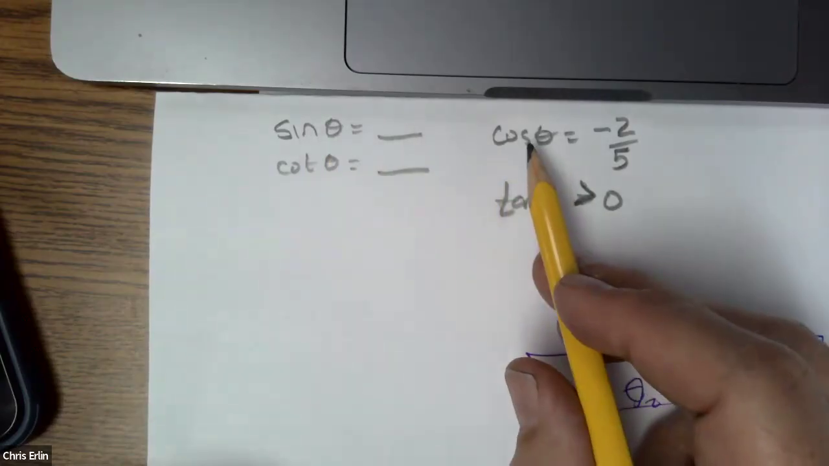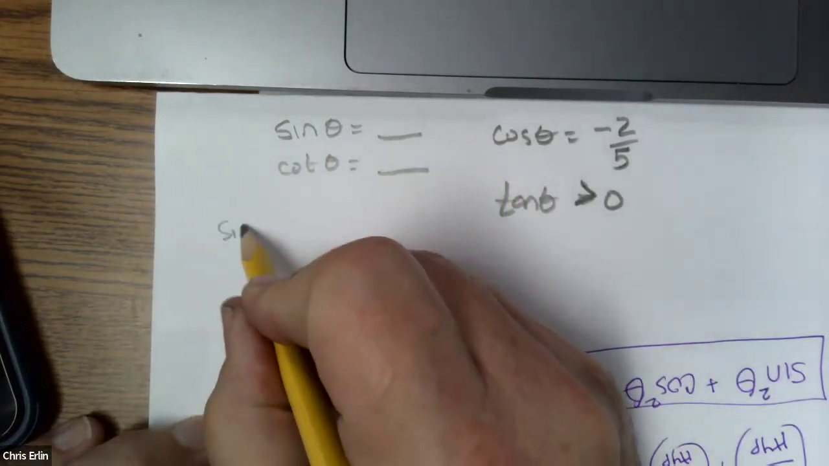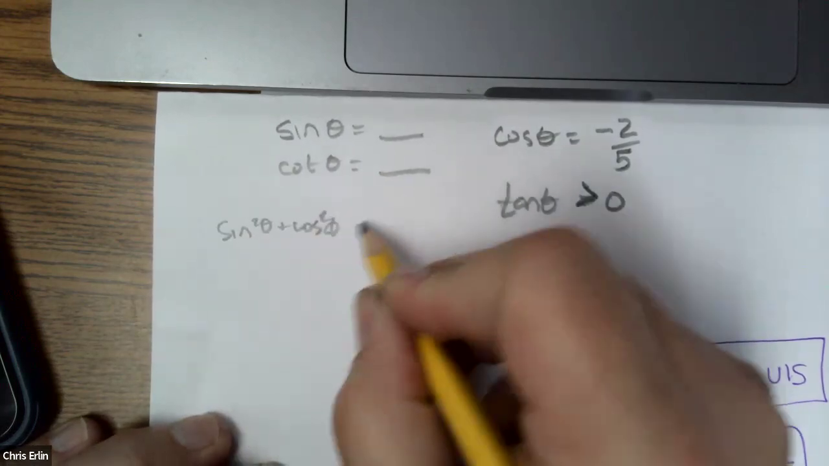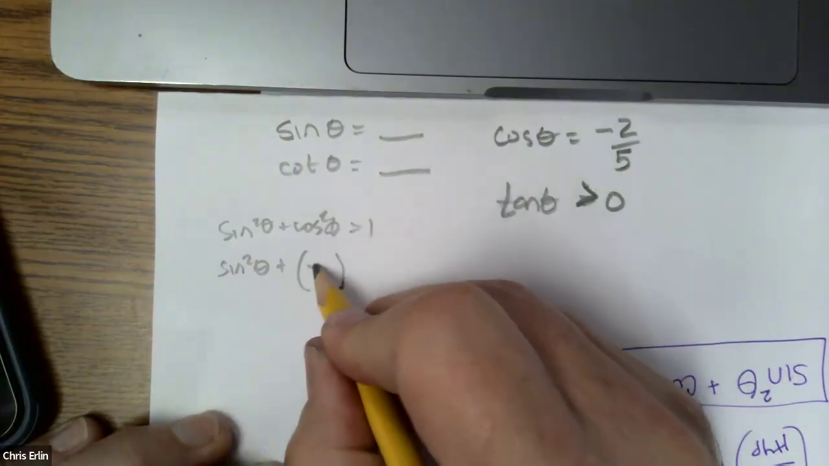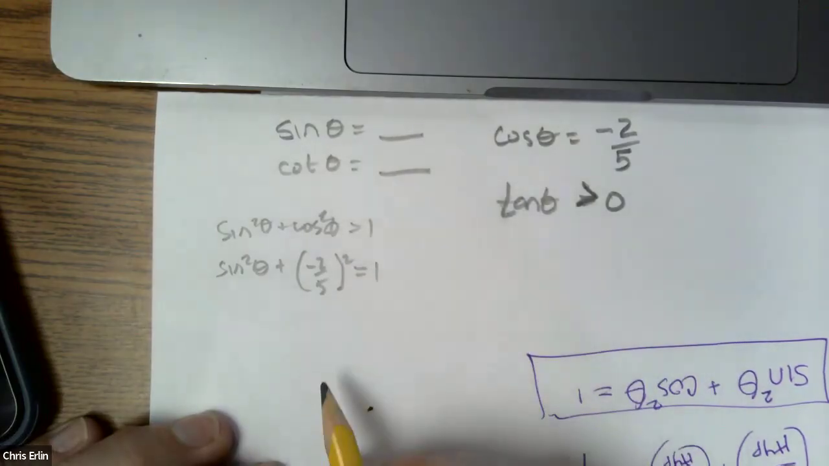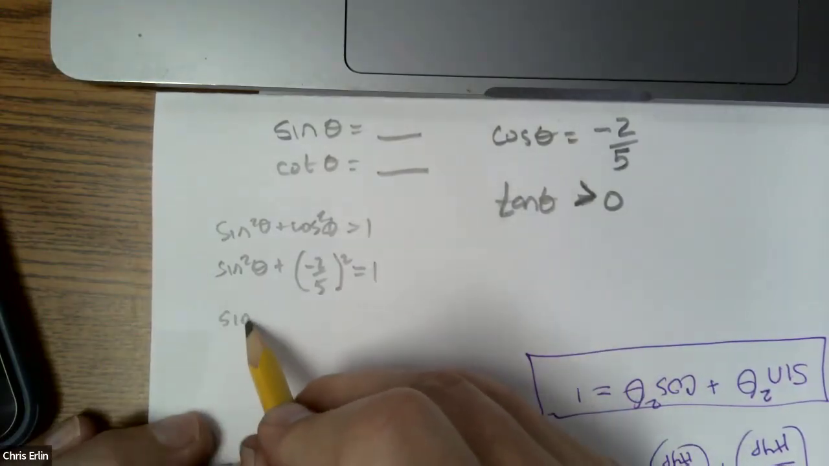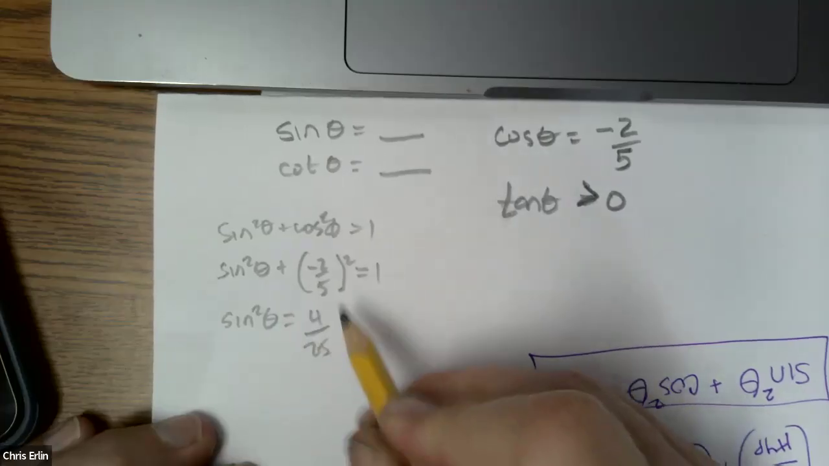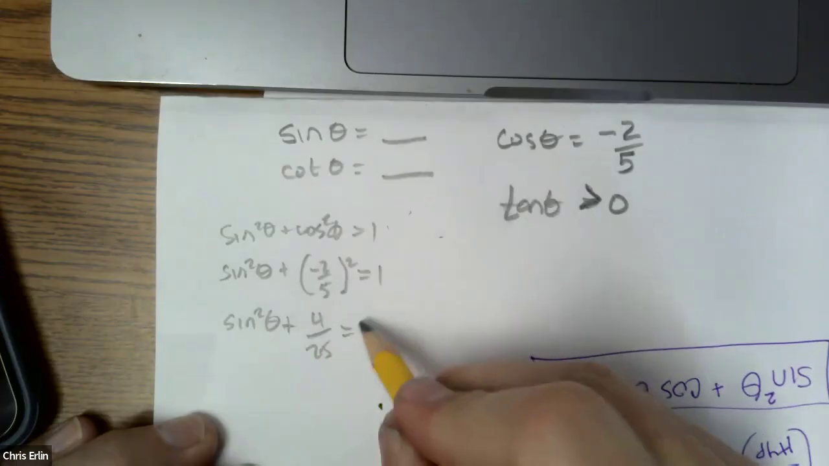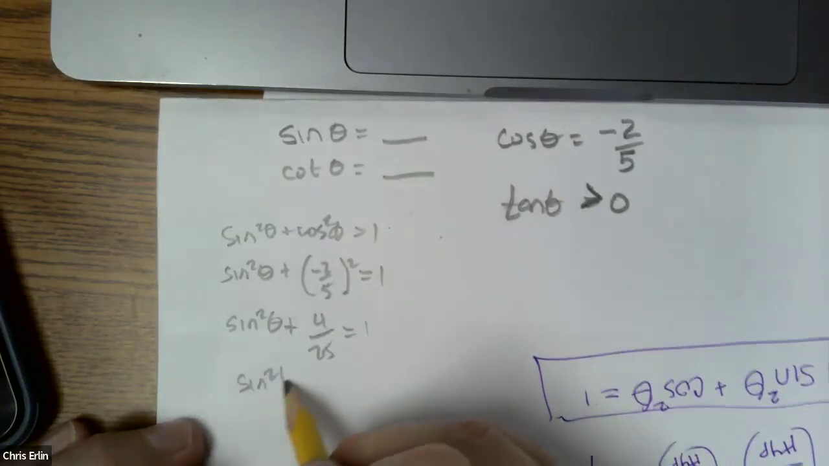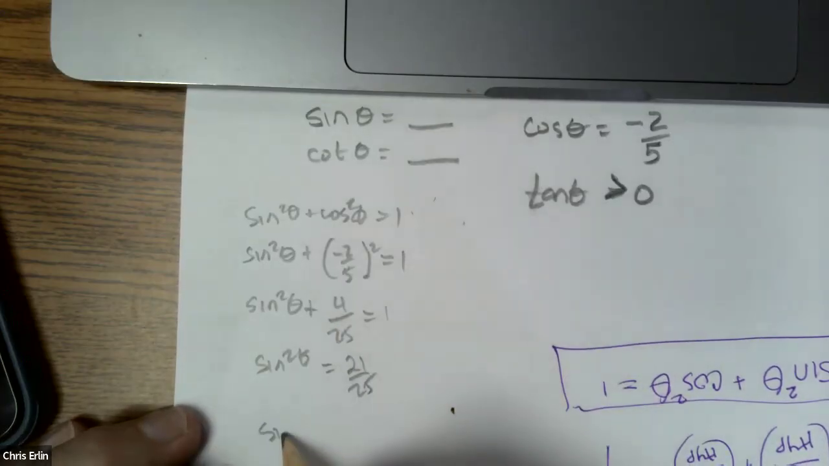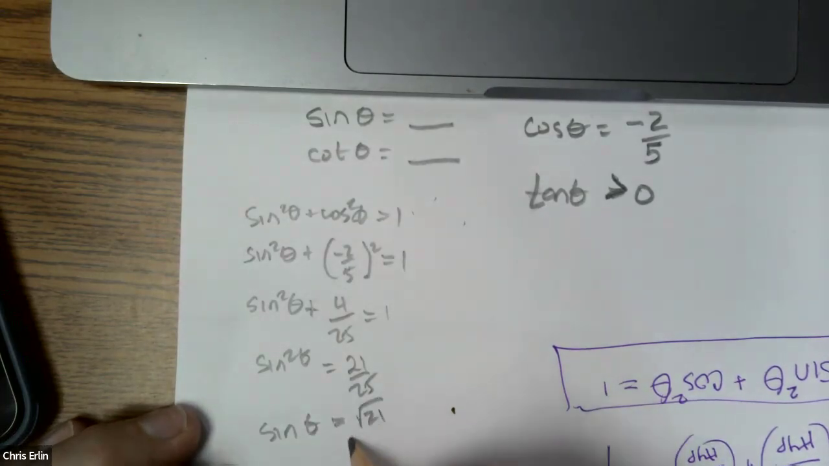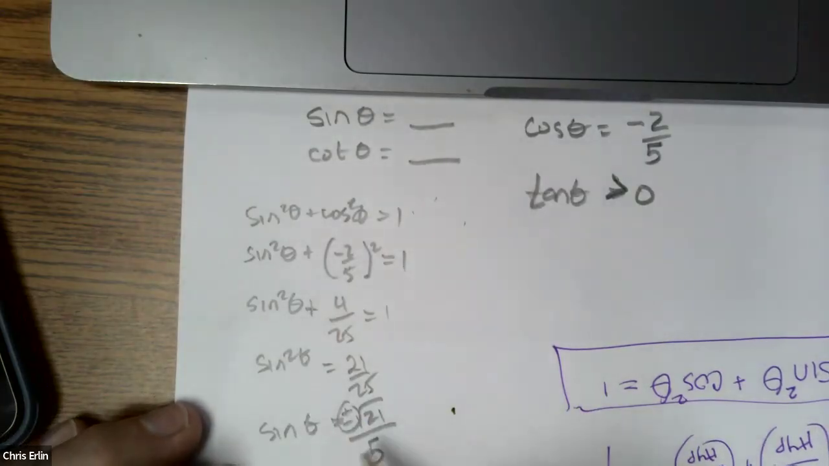We see that a relationship exists between those, the Pythagorean identity that says that sine squared theta plus cosine squared theta equals 1. In this case, we're leaving the sine squared theta, that's our variable. We're replacing cosine with negative 2/5. When I square negative 2/5, I'm going to get a positive 4/25 equals 1. When I subtract, I get sine squared theta equals 25 minus 4 is 21/25. Sine theta is equal to square root of 21 over square root of 25, which is 5, plus or minus. I don't know which one yet.